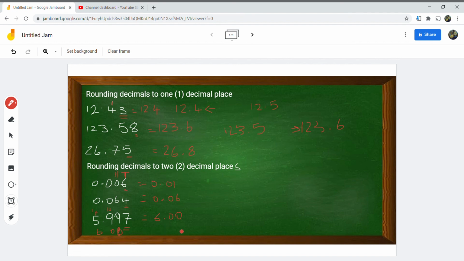So when you're looking back at your work in class, you can use this video to help you break down what you were supposed to do in the classwork. I hope this was helpful. I hope that you could utilize it in understanding how to round decimals to 1 decimal place and round decimals to 2 decimal places. Thank you.